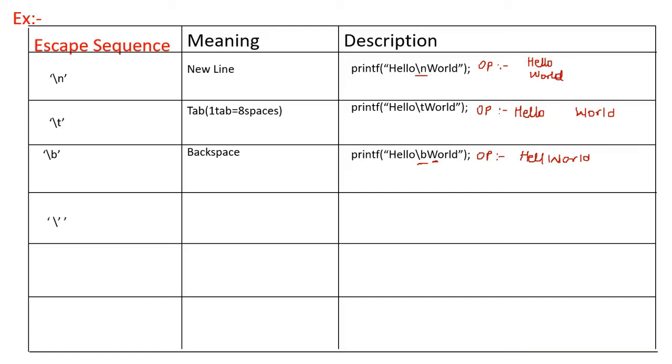Next is slash single quotation mark, which means single quote. If the code is like this, printf slash single quotation mark hello world slash single quotation mark, then the output of it will be hello world in single quotation marks.